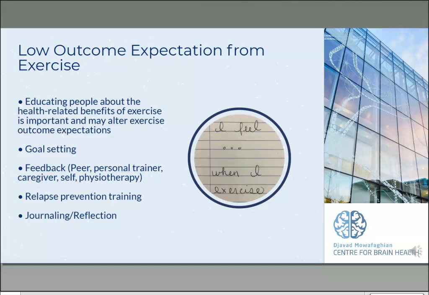Finally, self-reflection and journaling your exercise progress can help you to identify patterns and positive changes in your health and well-being. Think of journaling as a self-study. Look for and document changes in how you feel after you exercise. Over time, look for patterns and themes in your day-to-day journal notes.